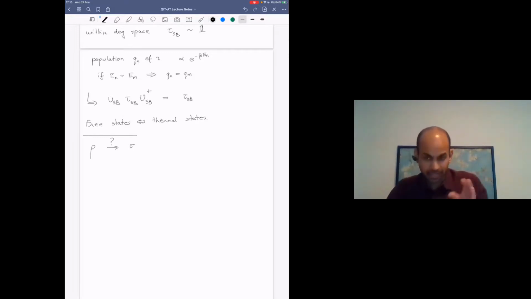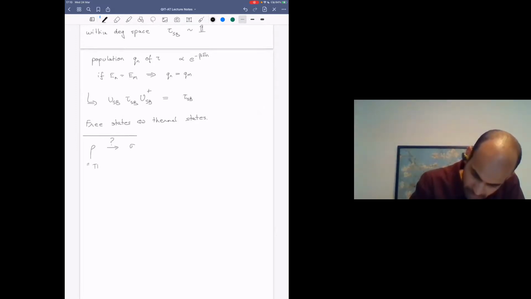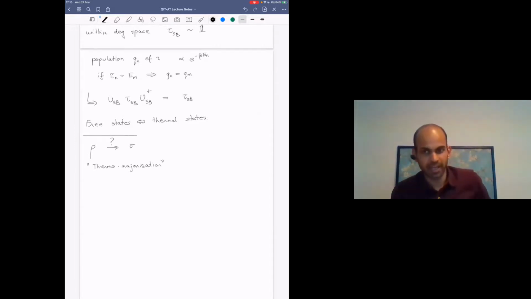Once again, I'm not going to go through the entire proof here, but I'm going to give you the intuition of why the criterion that we have works. Let me tell you what the criterion is. It's called thermo-majorization. It's sort of a generalization of just majorization. And I'm going to do it only for the case where rho and sigma are both diagonal in the energy eigenbasis.